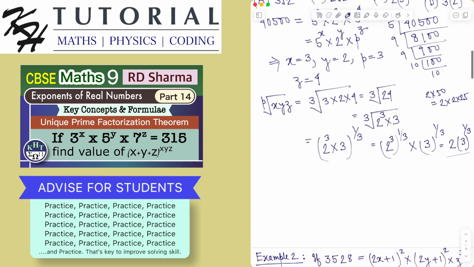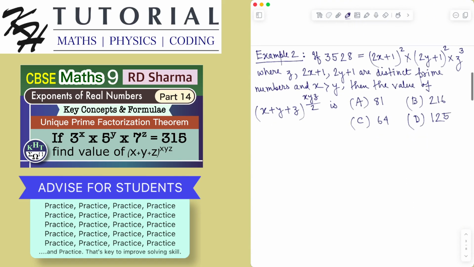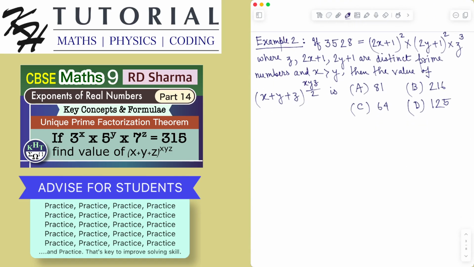Let's see the next problem. Question number 2, example 2. We have 3528 is equal to (2x plus 1) square multiplied by (2y plus 1) square multiplied by z cube, where z, 2x plus 1, 2y plus 1 are distinct prime numbers and x is greater than y. Then the value of (x plus y plus z) whole raised to the power xyz by 2 is. So clearly the first task is to prime factorize the number 3528.